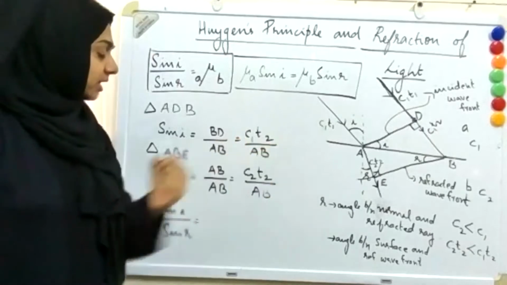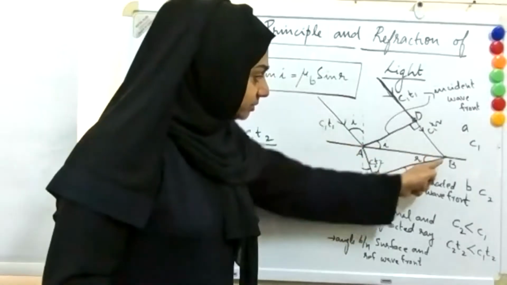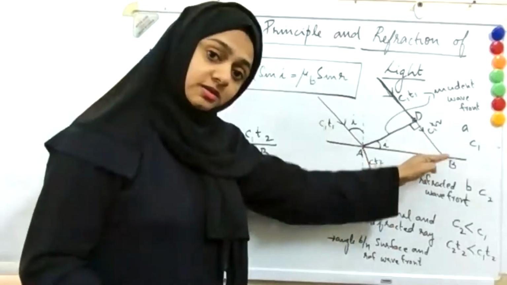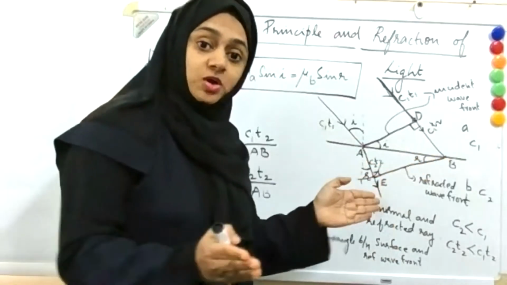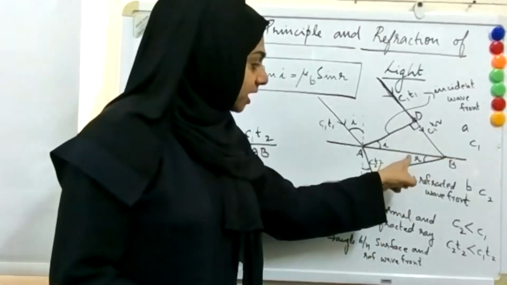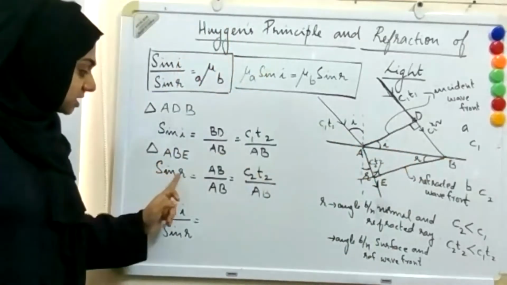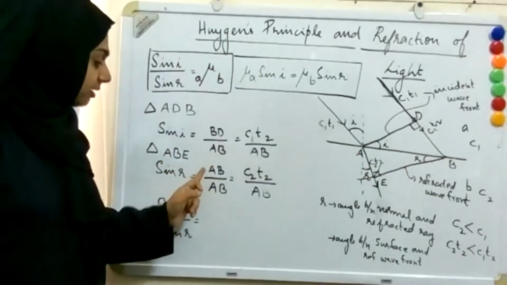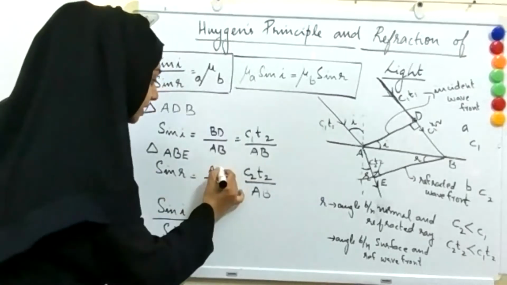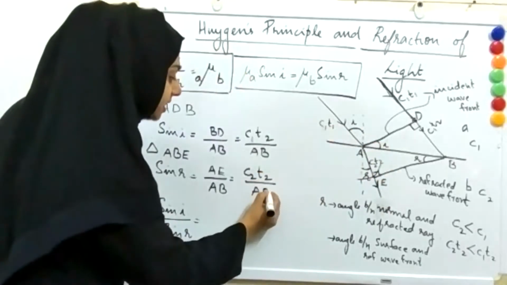So T1, C2 by AB. Now I'm considering the triangle ABE. From this triangle, we know this angle, that is the angle between the refracted ray and the refracted wavefront, is 90 degree because they are always perpendicular to each other. So this will be the hypotenuse, and opposite side to R is equal to this. So I wrote it as sine R is equal to, sorry, it's not AB, it's AE, AE by AB, and AE is equal to C2T2 divided by AB.